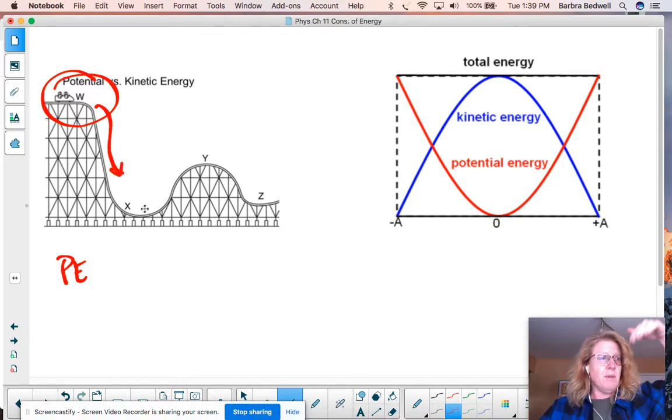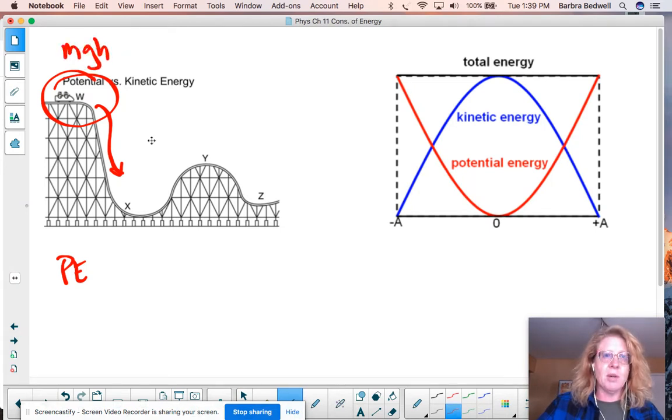And as it's going down that hill, it's constantly losing potential energy, right? Its maximum potential energy is up at the top. That's where it's at its maximum height. Because if we're talking about mgh, the equation for potential energy, the mass isn't going to change throughout the course of the system. G isn't going to change. It's just the height that's coming and going. And up here at W, we've got maximum height. So that's our maximum potential energy.